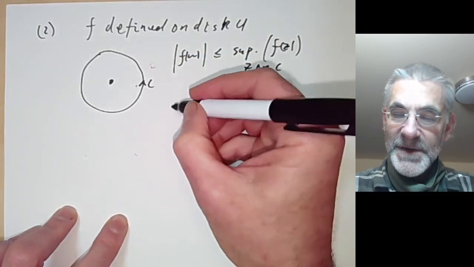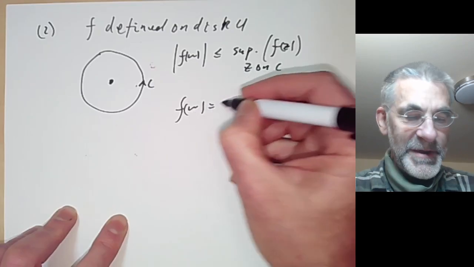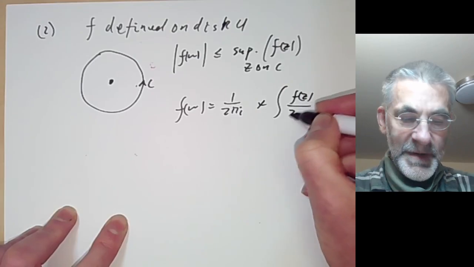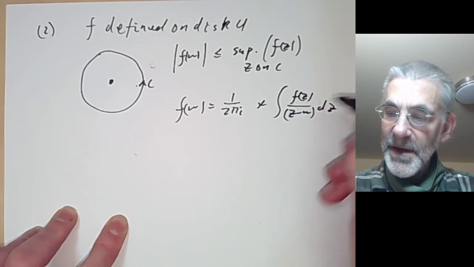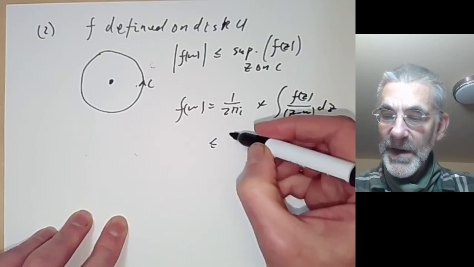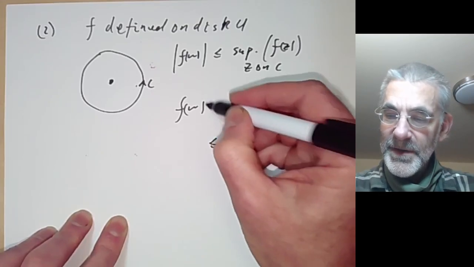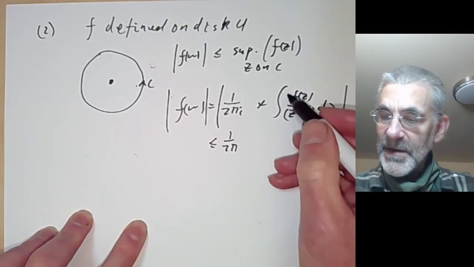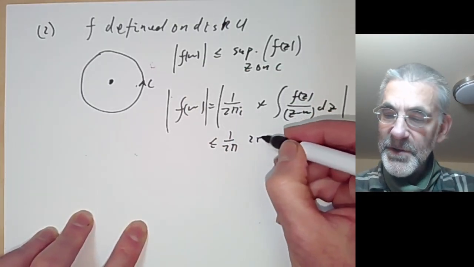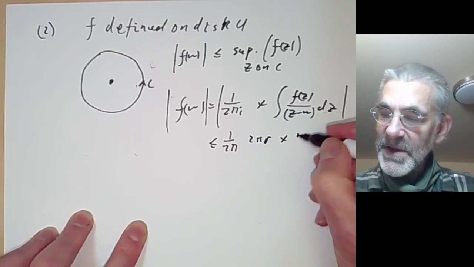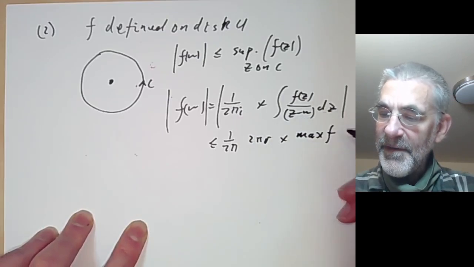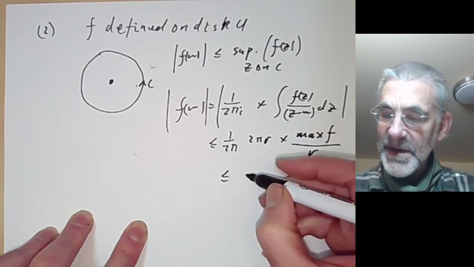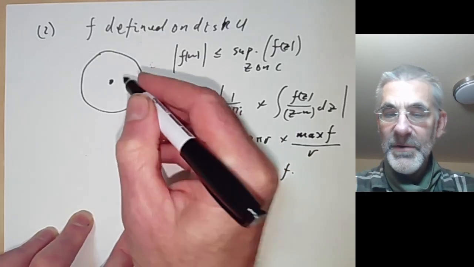And that follows easily, because f of w is just equal to 1 over 2 pi i times the integral of f of z over z minus w dz. And this is less than or equal to, in absolute value, I should put absolute value signs here, 1 over 2 pi times the length of the path, which is 2 pi r for some r, times the maximum value of f divided by absolute value of z minus w, which is r. So this is less than or equal to the maximum value of f on the boundary.